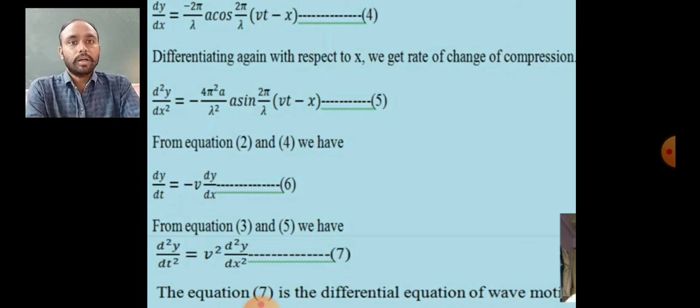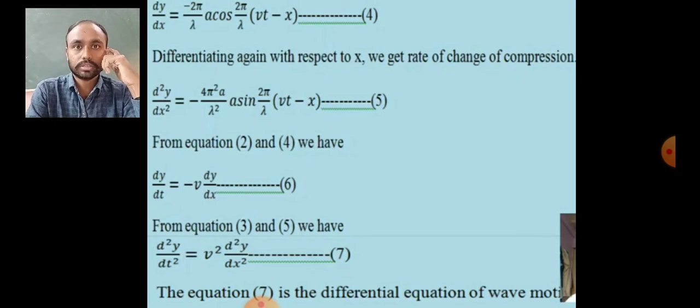Now again we have to differentiate this compression one more time. So differentiate equation 4 again with respect to x, we get the rate of change of compression. Now see, if I have something and I want to find how it is changing with respect to something, I take the derivative, right? If I want to check a variable, let us consider A is a variable, and I want to check how this variable is changing with respect to x, I take dA by dx.